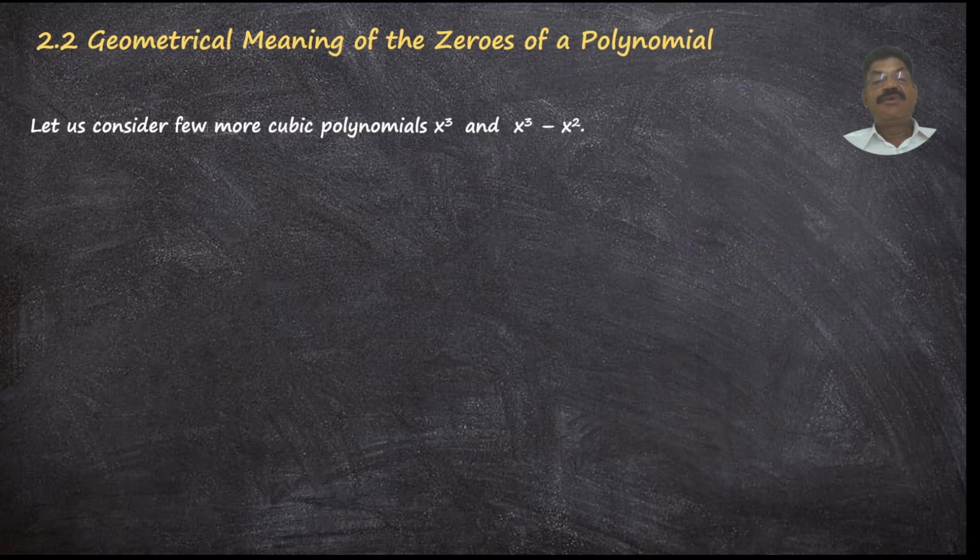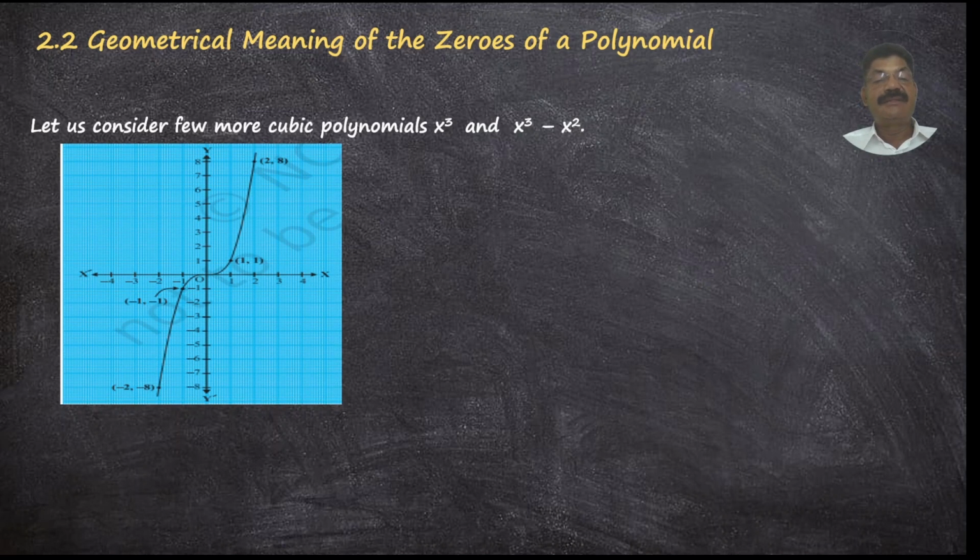Let us consider a few more cubic polynomials, x cube and x cube minus x square. This is the graph of x cube, but it intersects the x-axis at only one place. That is, at x equal to 0, it touches the x-axis. Therefore, for x cube, 0 is the only zero.